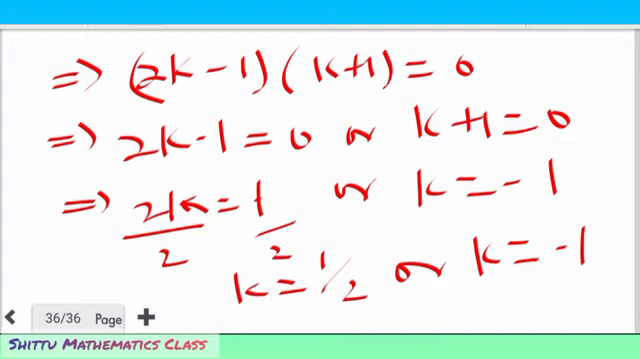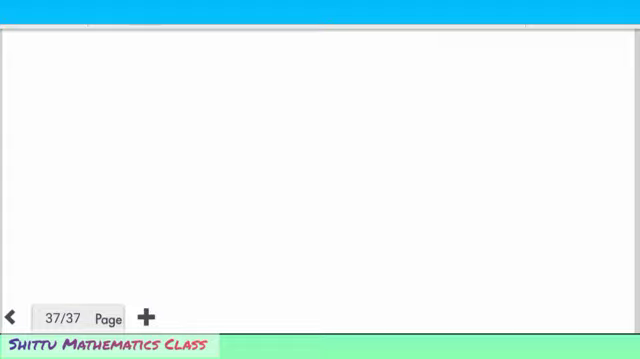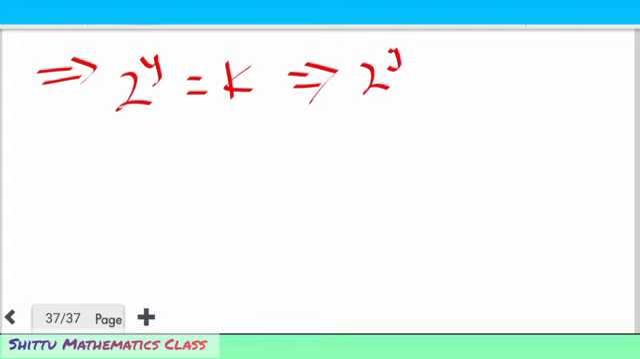Don't forget that we are not looking for the value of k. What we are looking for is the value of y. So now we are going to be considering the positive value, because the positive value is going to be half. Let's try this first. Let's recall that 2 to power y equals k, so 2 to power y equals 1 over 2.